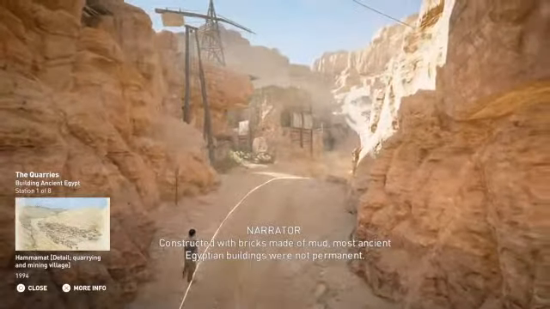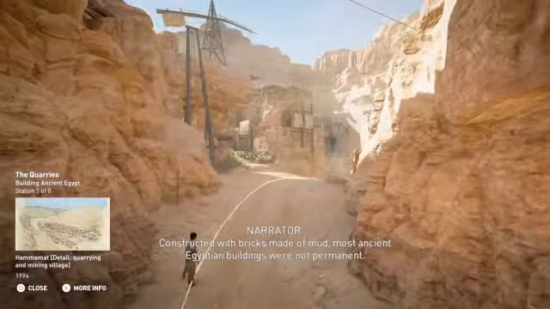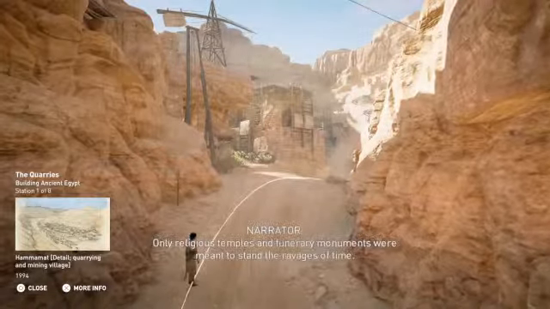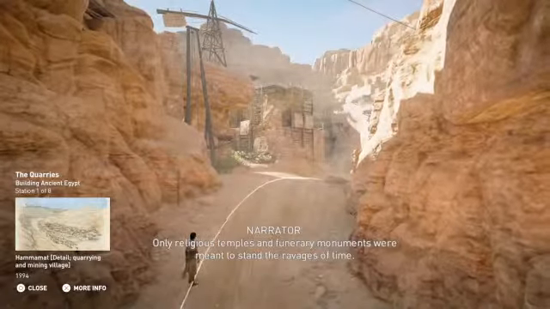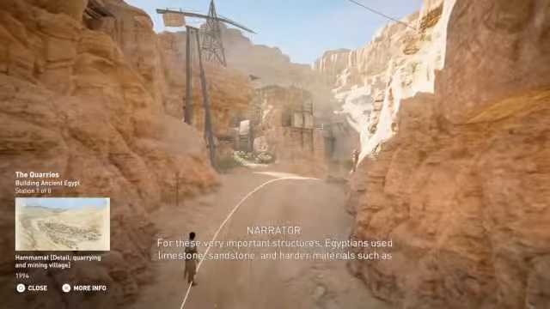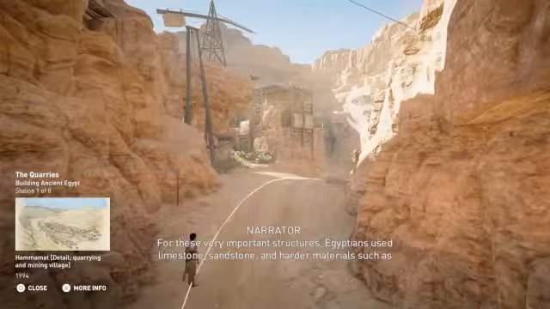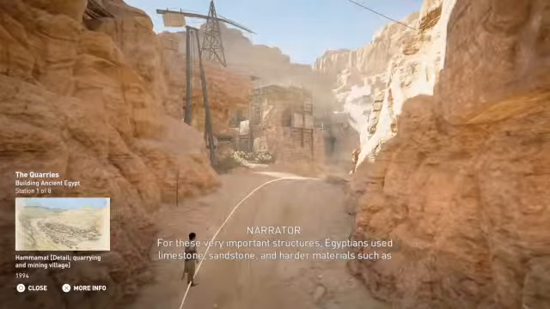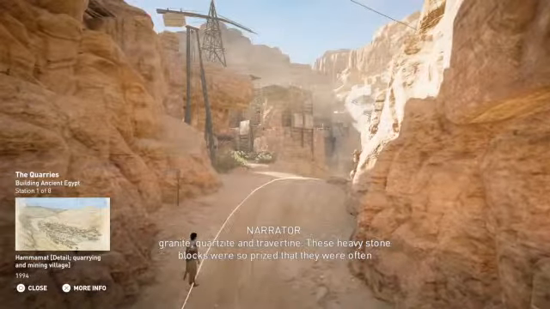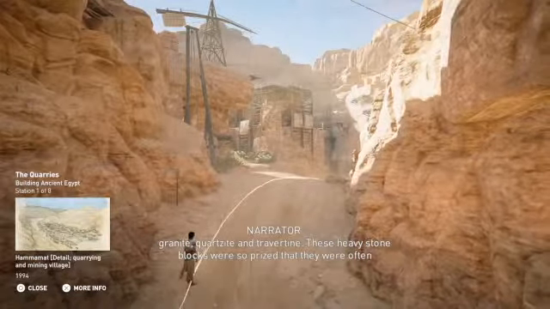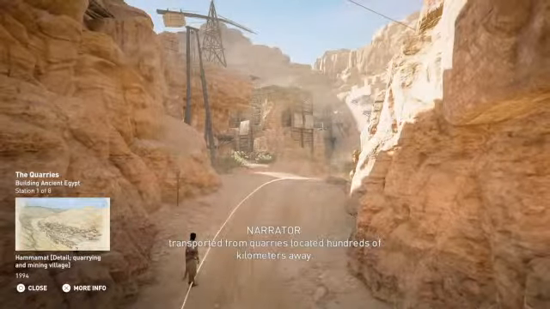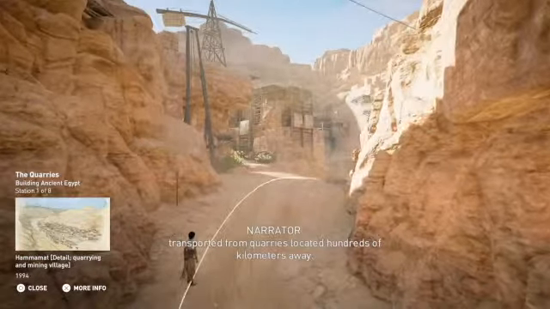Constructed with bricks made of mud, most ancient Egyptian buildings were not permanent. Only religious temples and funerary monuments were meant to stand the ravages of time. For these very important structures, Egyptians used limestone, sandstone, and harder materials, such as granite, quartzite, and travertine. These heavy stone blocks were so prized that they were often transported from quarries located hundreds of kilometers away.